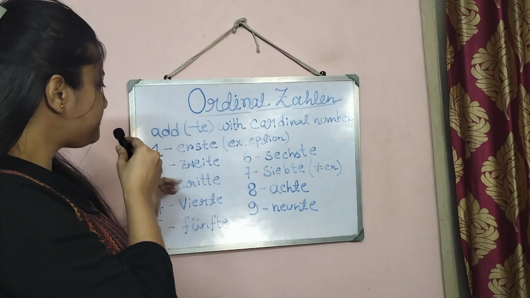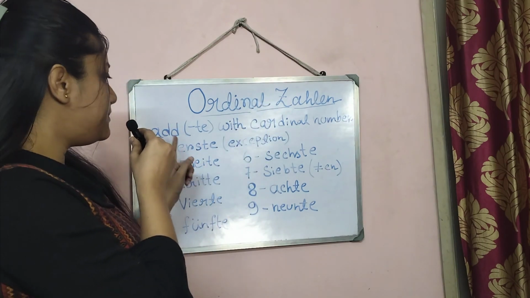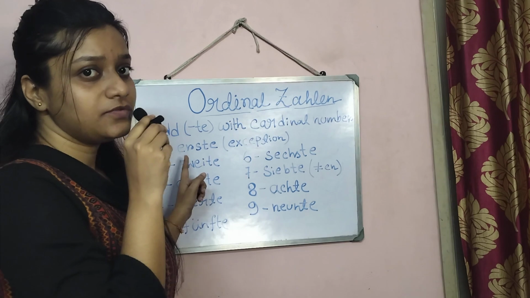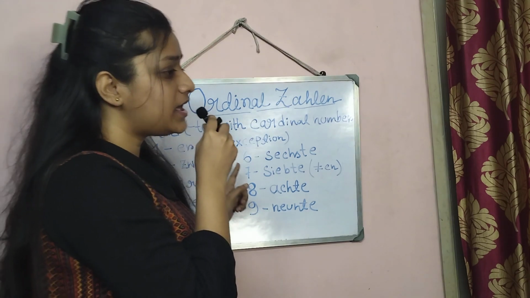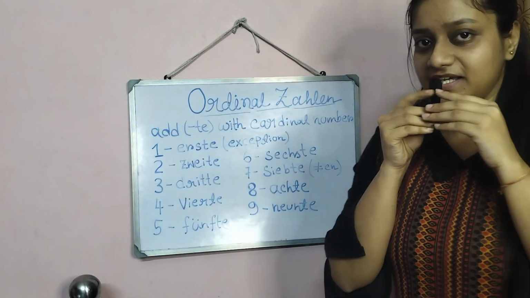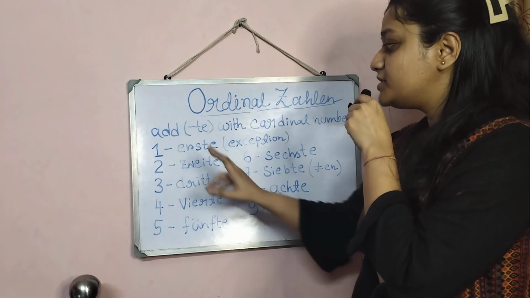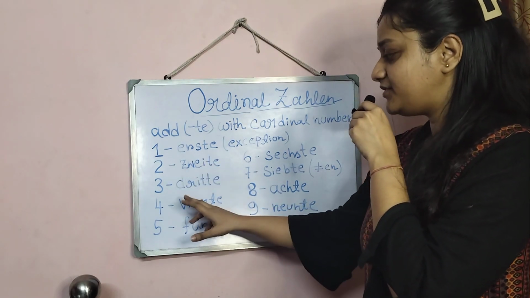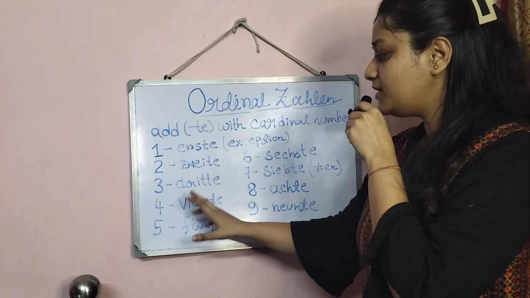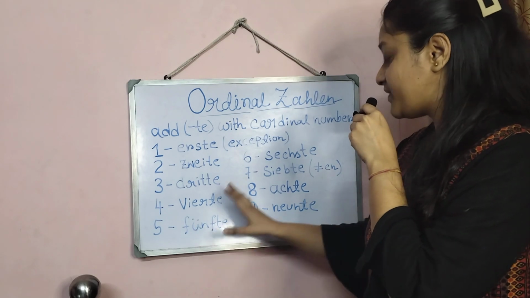So how are they? Eins, erste. But one is an exception. One is an exception. One is not einste. One is erste. Two, zweite. Three, dritte. Vier, vierte. Fünfte.